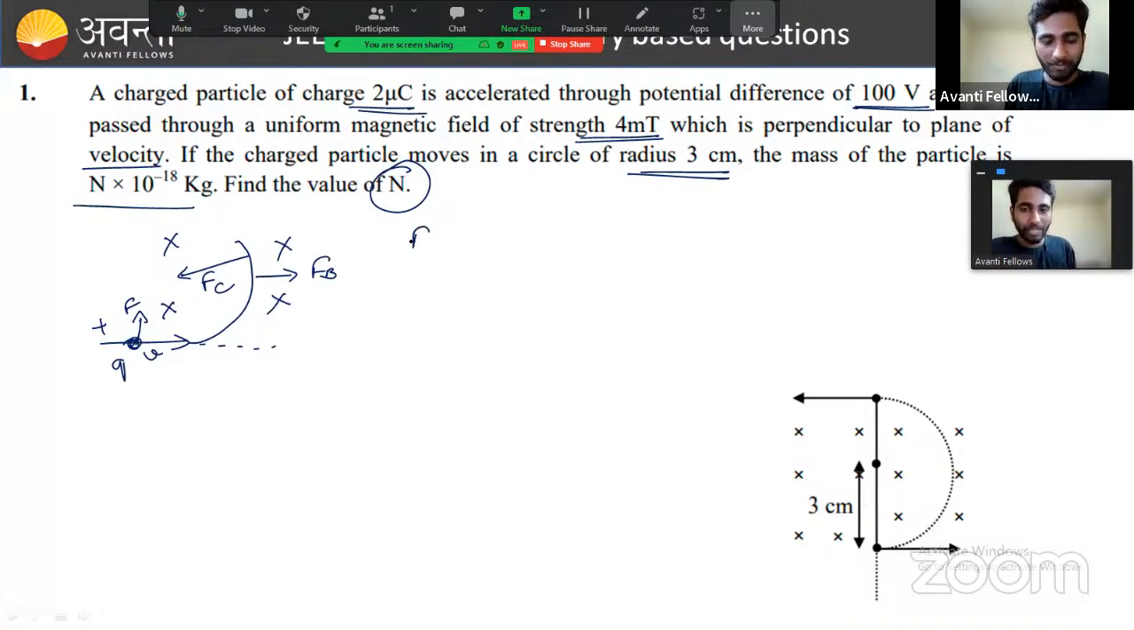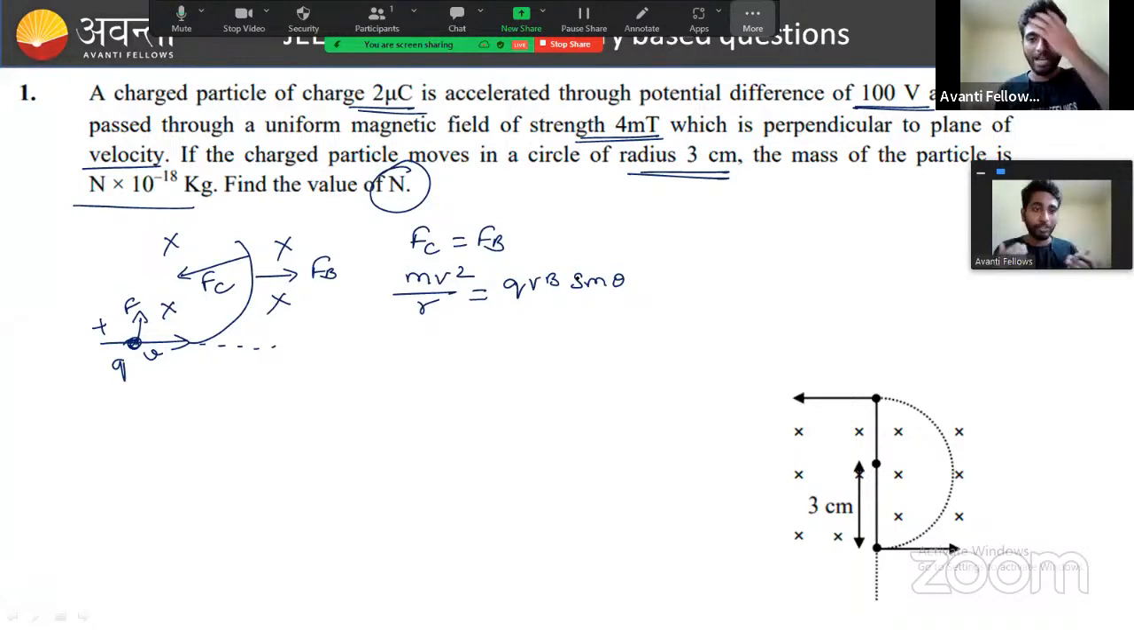So we have to equate centripetal force with magnetic force. Centripetal force, as usual, is mv square by r. Magnetic force is nothing but qvB sin theta, right? Ultimate funda is that we have to calculate the value of mass. To calculate mass, at least we require some data. Here one v cancels, and moreover velocity and magnetic field are perpendicular, they are saying, so theta value will be 90 degree. Now sin 90 is equal to 1.